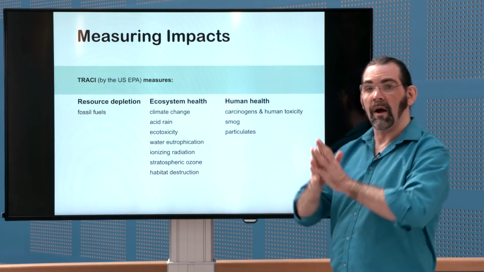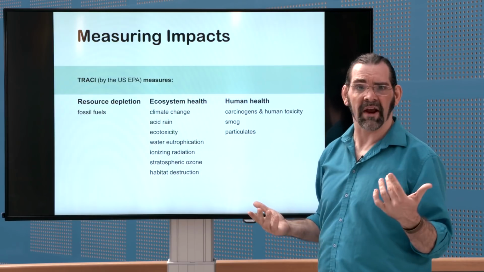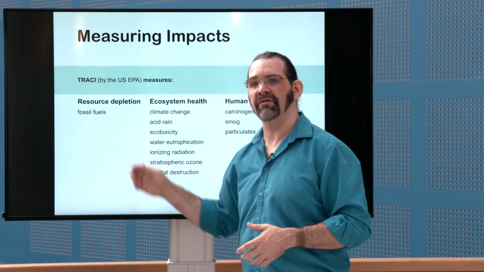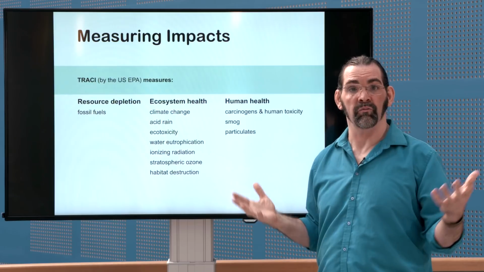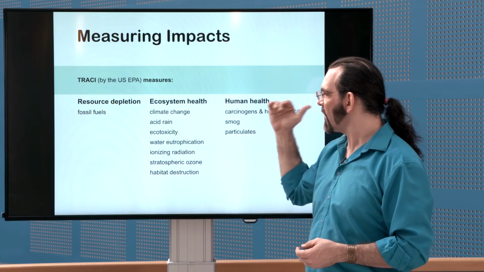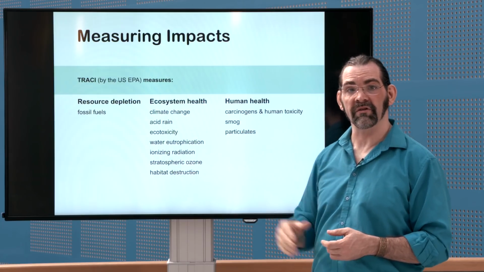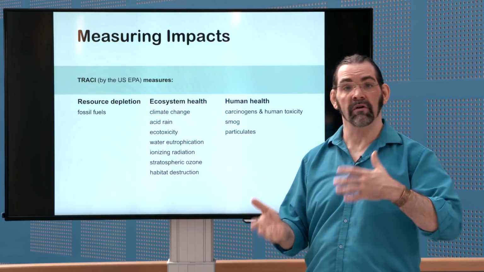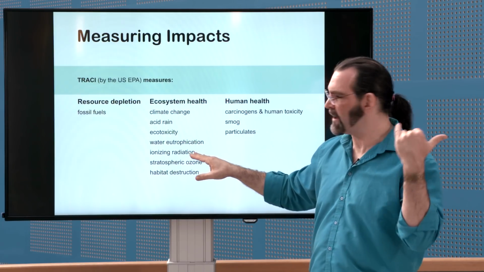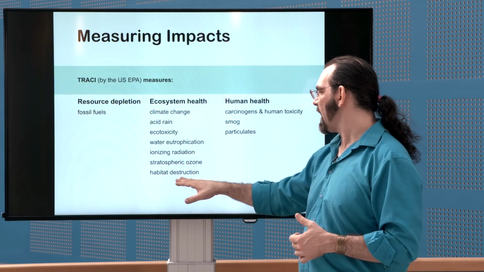But then there are more comprehensive standards, like TRACI by the US Environmental Protection Agency. It measures a bunch of things. So resource depletion, it measures fossil fuel depletion, because that is, again, a finite resource. Ecosystem health, climate change, acid rain, ecotoxicity, that's things that are not toxic to humans, but are toxic to, say, fish, amphibians, other plants and animals, other organisms. And then eutrophication, I just mentioned, ionizing radiation, ozone depletion in the atmosphere, and habitat destruction.